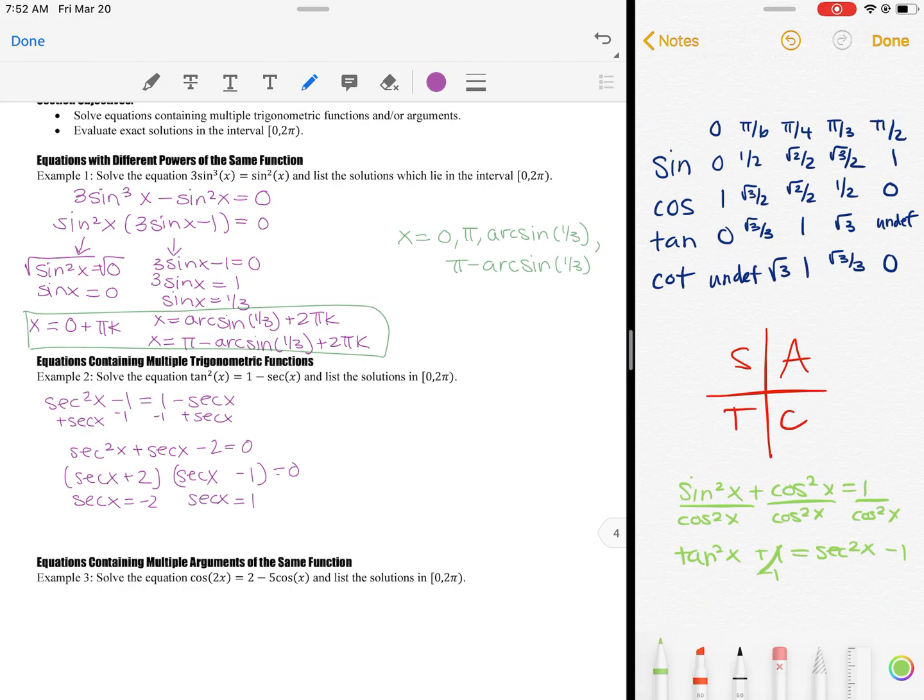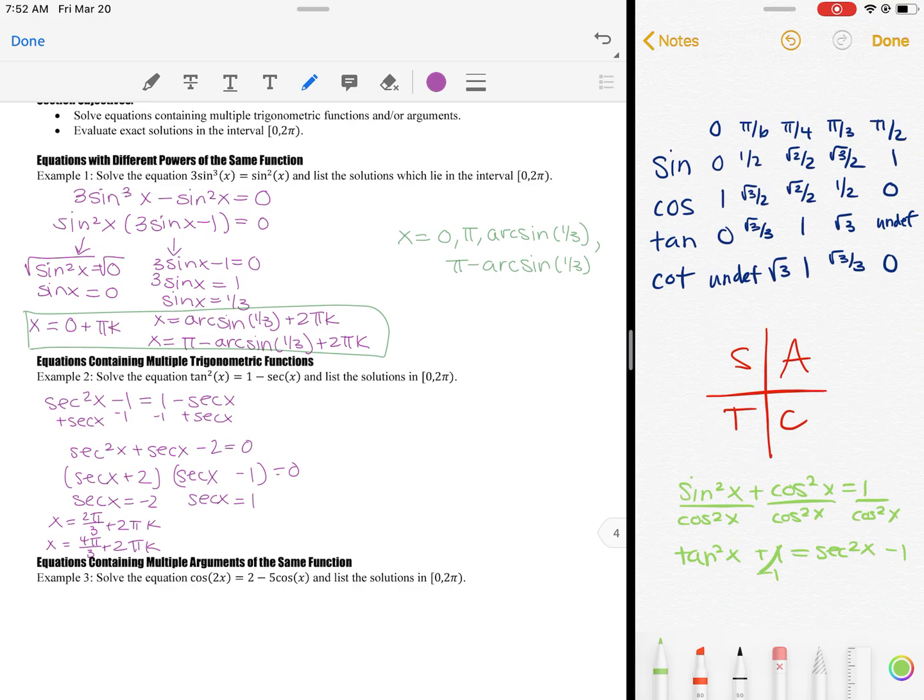Okay, secant is 1 over cosine. So think about like negative 2 is going to come from the half being flipped, and then cosine is negative in the second and third quadrant. So here we've got our reference angle of pi thirds. So we're going to be at pi minus pi thirds, which is 2 pi thirds plus 2 pi k. And we're also going to be in the third quadrant, which is 4 pi thirds plus 2 pi k.